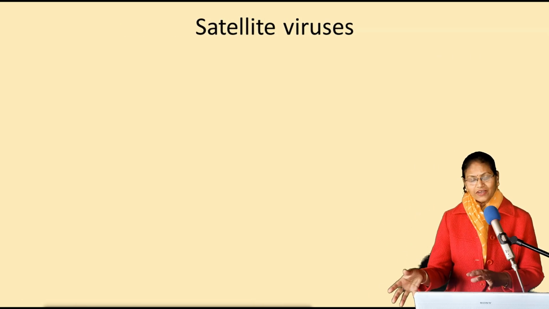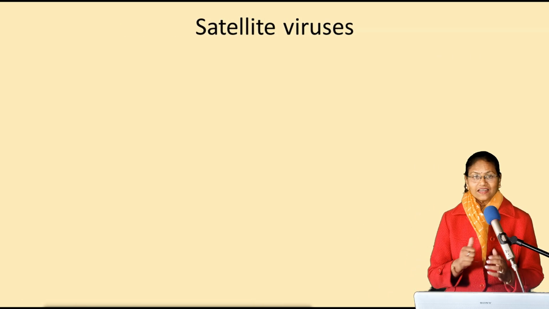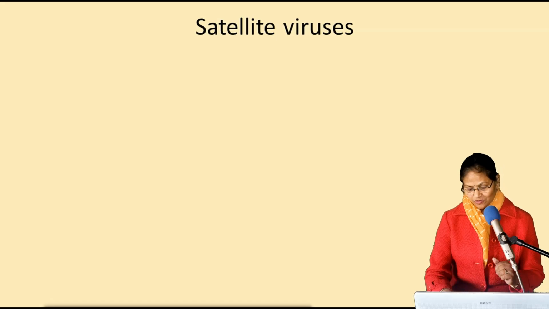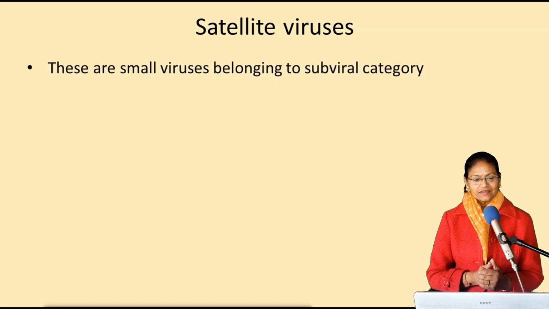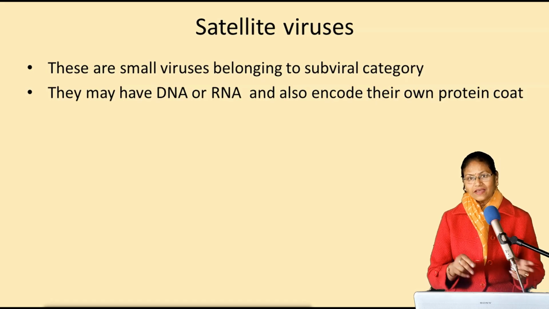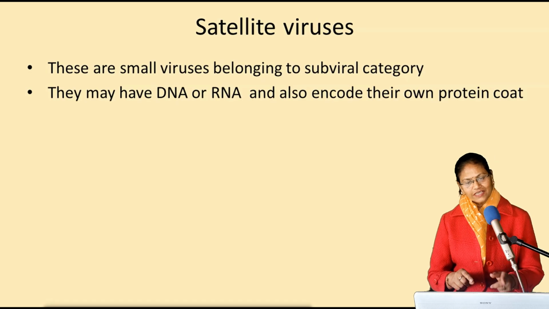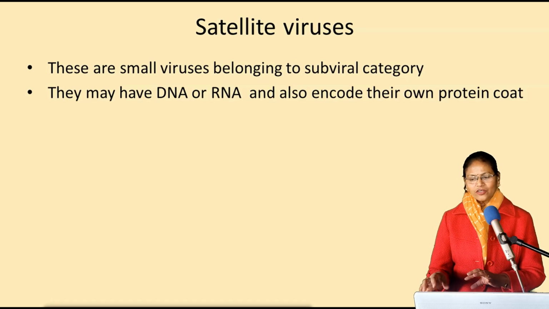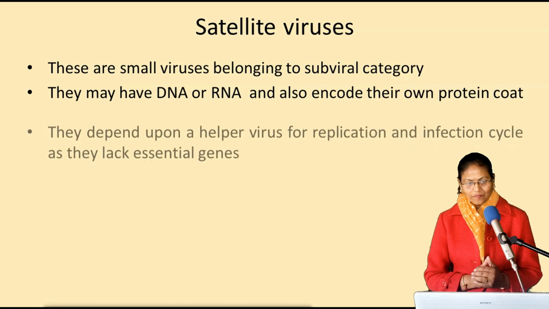Then the third subviral particle is the satellite viruses. Now let's see what these satellite viruses are. These are again small viruses because it is a subviral category, and they may have DNA or RNA. The viroid and virusoid had only RNA, but here it can be DNA or RNA, and they can encode their own protein coat also. So that way they are different.